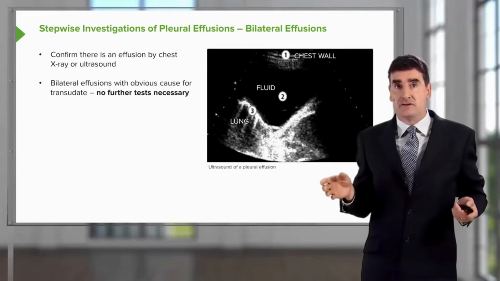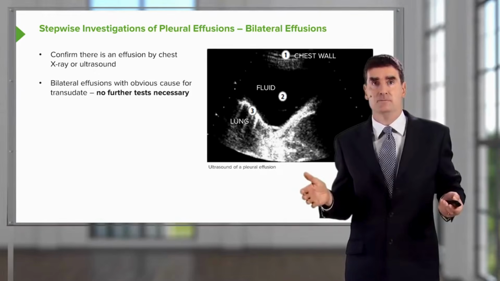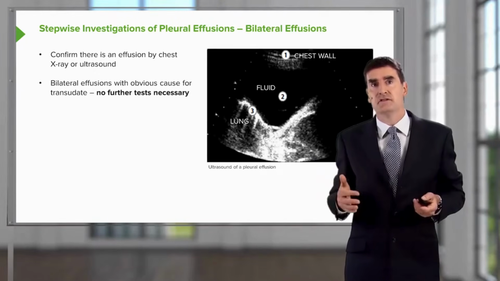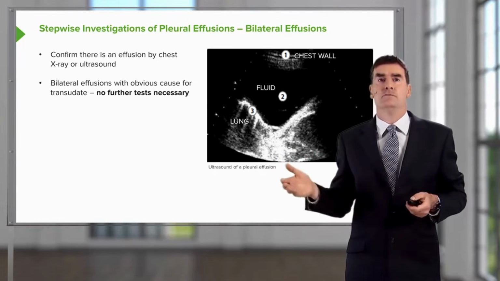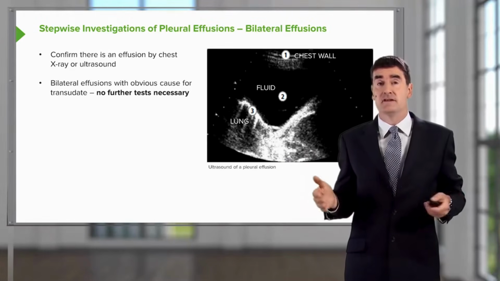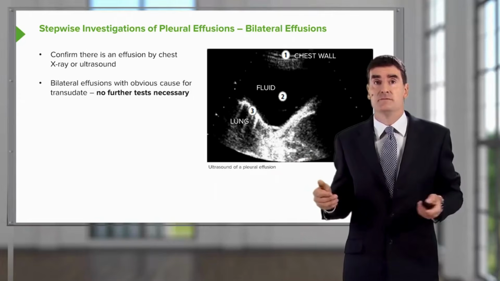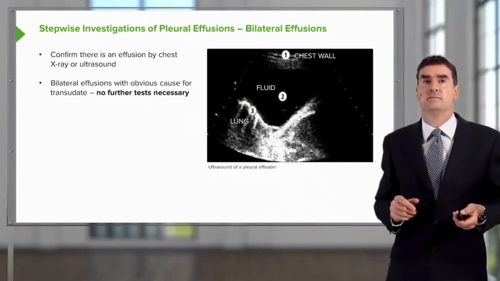If somebody has bilateral pleural effusions, then they're likely to be transudates just because they're bilateral. So somebody with bilateral effusions and an obvious cause for a transudate, such as known heart failure or low albumin due to nephrotic syndrome, then actually you don't need to do any further tests. The answer as to why the patient has pleural effusions is there. It's due to the cause of the transudates.